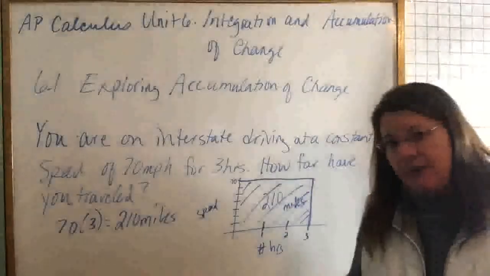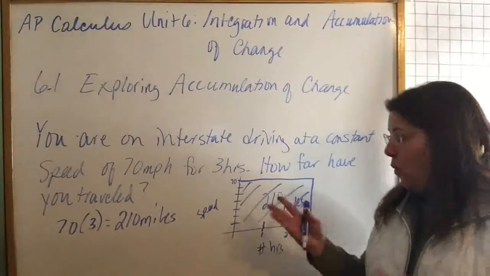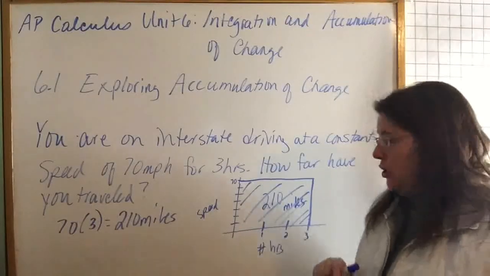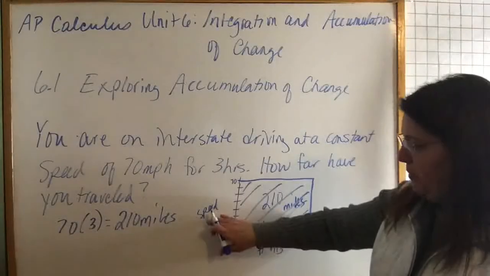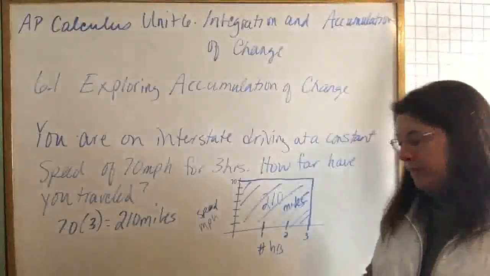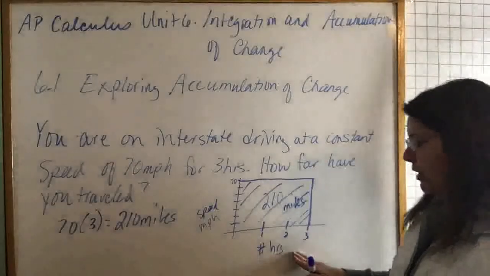I know that 70 miles per hour times 3 hours means I've traveled 210 miles, but what if they give you a graph like this and you're trying to figure out what the unit of measure is, and you just can't figure it out? Well, here's what you would do. If you take speed, the unit of measure there was miles per hour, right? And this is the number of hours.